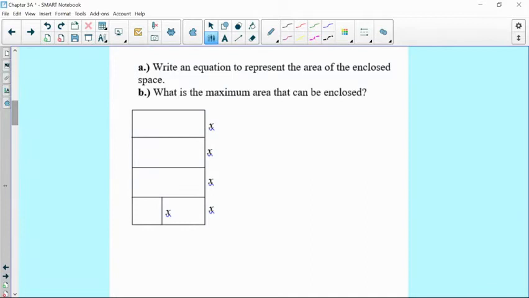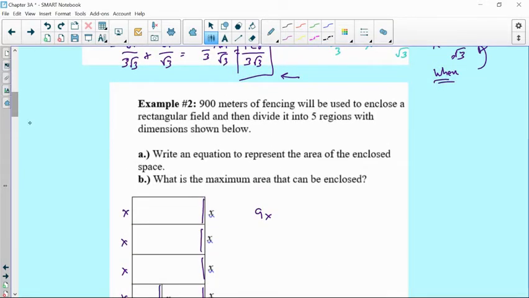So I want to think about, I've used up x here and x here and x here and x here and x here, right? And I would label this x and this x and this x and this x because that's a rectangle. So they're equal sides. So I get 1, 2, 3, 4, 5, 6, 7, 8, 9. So I've used up 9 x's so far, right? And I've got 900 meters of fencing.